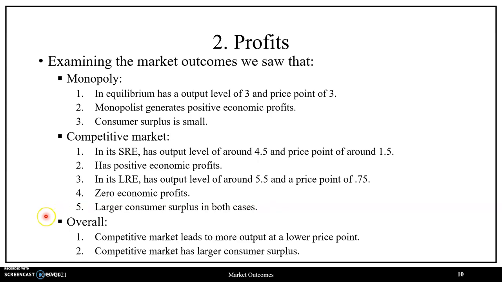Overall, then, what we saw was that the competitive market leads to a case in which there is more output and a lower price point in equilibrium compared to the monopoly, as well as a larger consumer surplus than what the monopolist allows for.